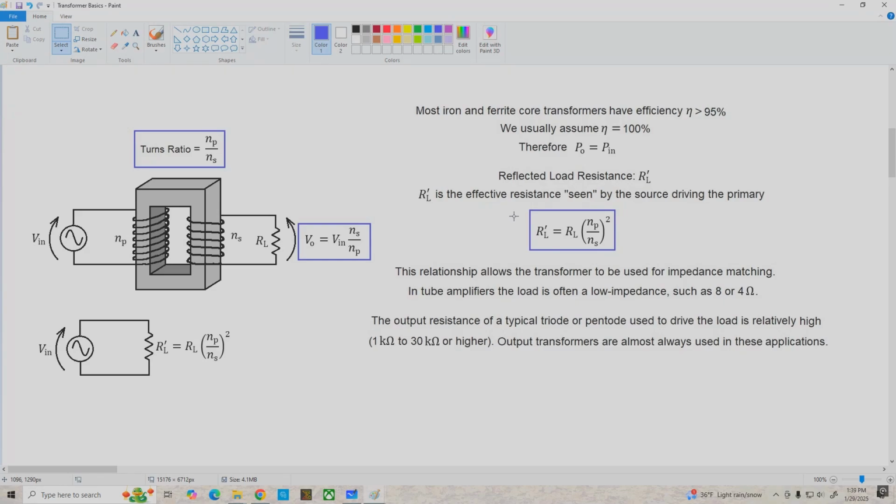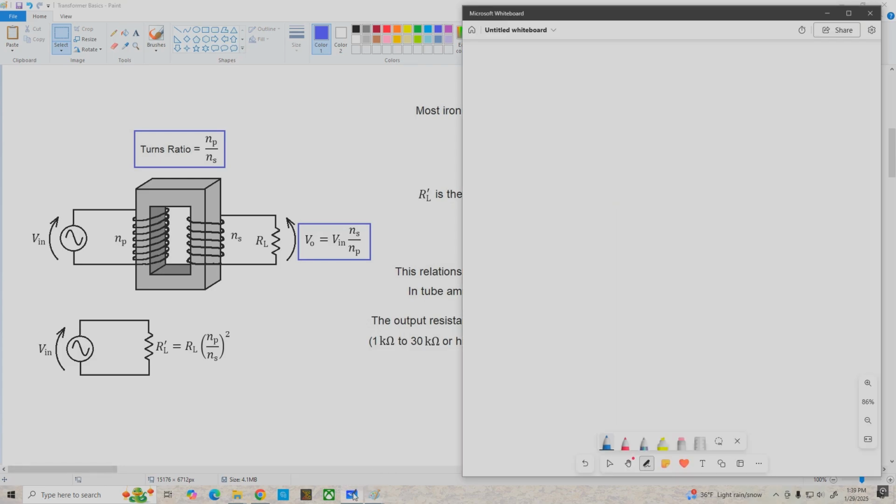Now, you guys know I have a tough time getting through a video without doing some kind of derivation of some sort, and this video is no exception. This time, I'd like to derive the equation for R prime L. It's not really complicated or anything, and it's kind of interesting. So let me try using the whiteboard this time, and we're going to start with our assumption that power out equals power in. And from Ohm's law, we know power is V squared over R, so power out is Vout squared divided by RL.